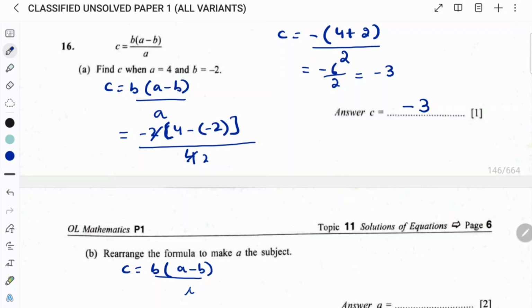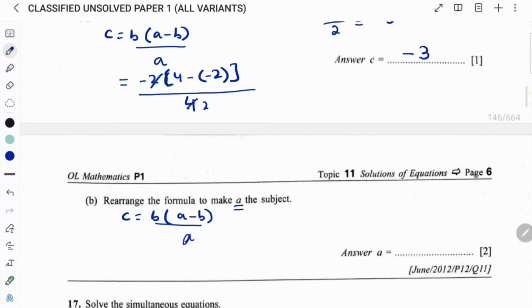And what subject will we have to make? We'll have to make A the subject. If you can see in this question, A is coming 2 times, so it means we multiply and take A common and then make it once. Whenever a variable is coming twice, you'll have to take it out as common. For that you need to expand.